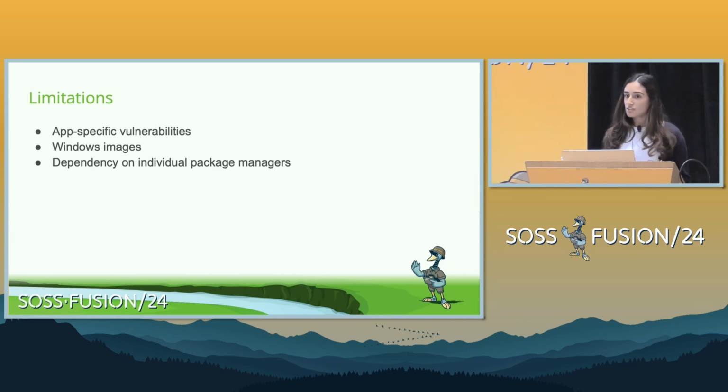Some of the limitations of Copa are that it can't patch app or language level vulnerabilities. This is because there's no good way of knowing that we won't break anything if we can't go into the source code and recompile an application. It's also not supported with Windows, and it's still dependent on the individual package managers and their accuracy.